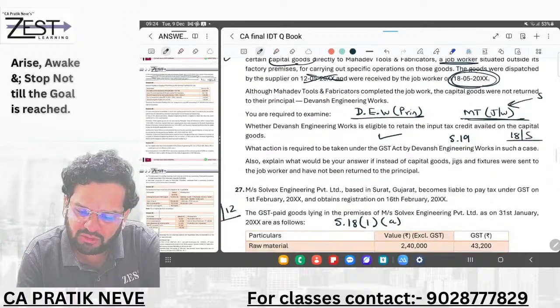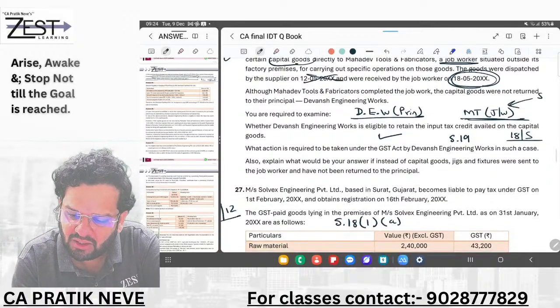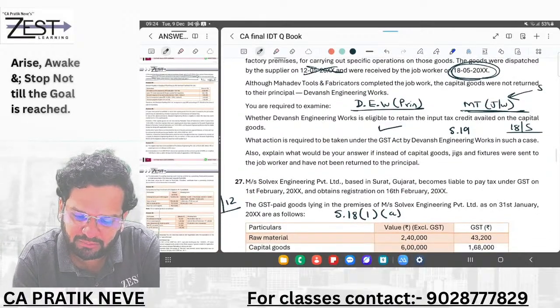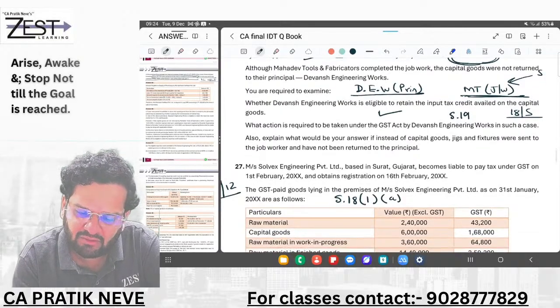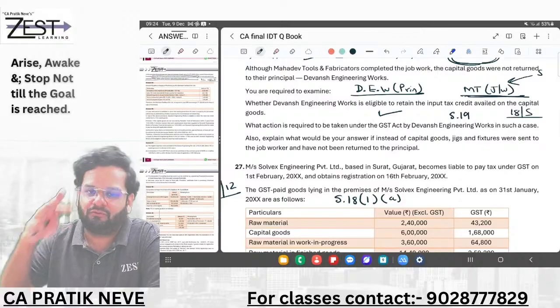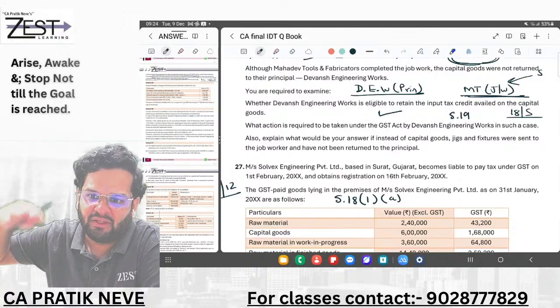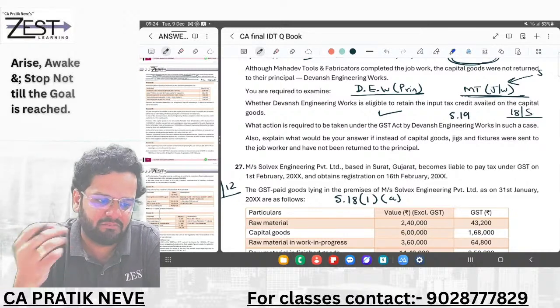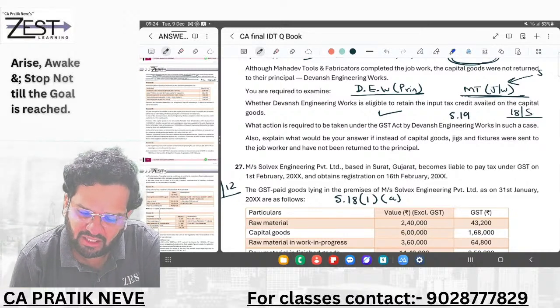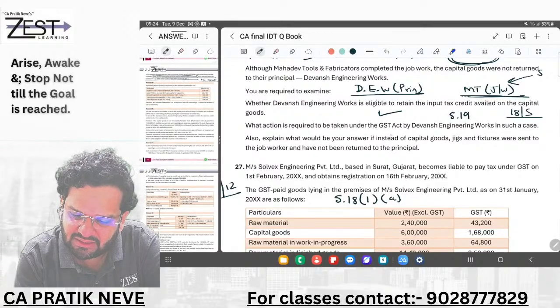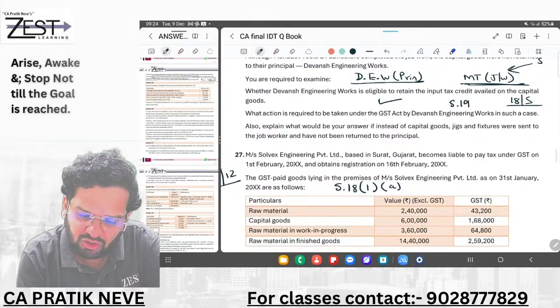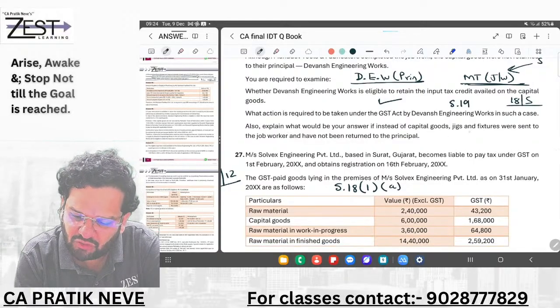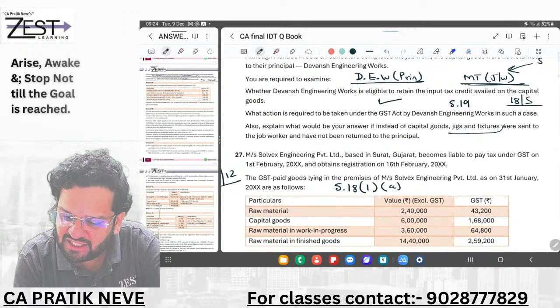Although Mahadev Tools and Fabricators completed the job work, the capital goods were not returned to their principal. Whether Devansh Engineering Works is eligible to retain the ITC? See, for the first 3 years, yes. If not received within 3 years, then ITC will have to be given back. What action is required to be taken under the CGST Act by Devansh Engineering Works in such a case? Also explain what the answer would be if, instead of capital goods, it was jigs and fixtures.